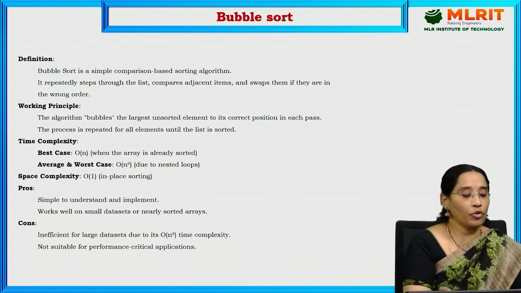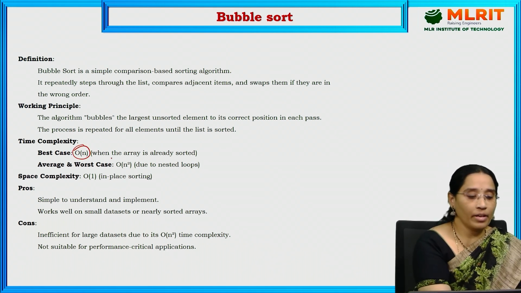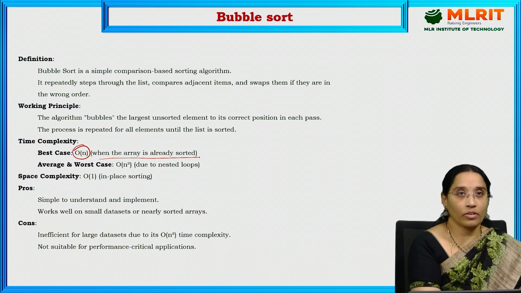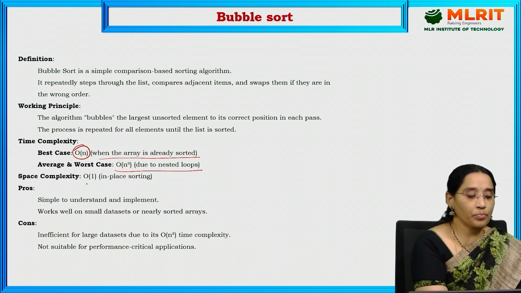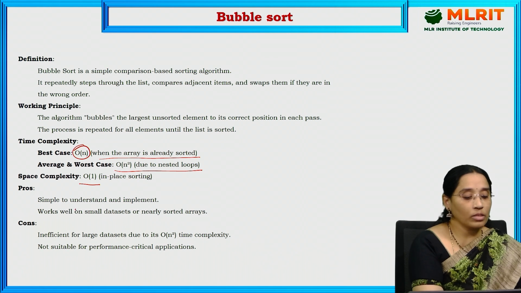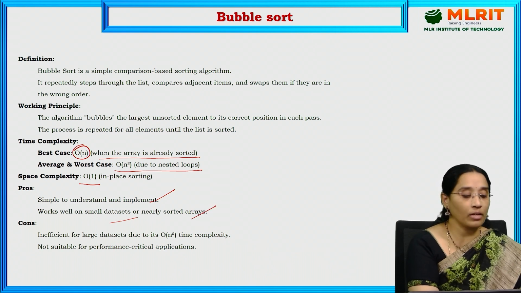So what is the time complexity of this? The best case is order of n when the array is already sorted. Average and worst case are order of n square due to the nested loops. And space complexity is order of 1, as it sorts in place. So the pros are: simple to understand and implement, works well on small data sets or nearly sorted arrays. If your array is very small, it's easy to implement the bubble sort technique.